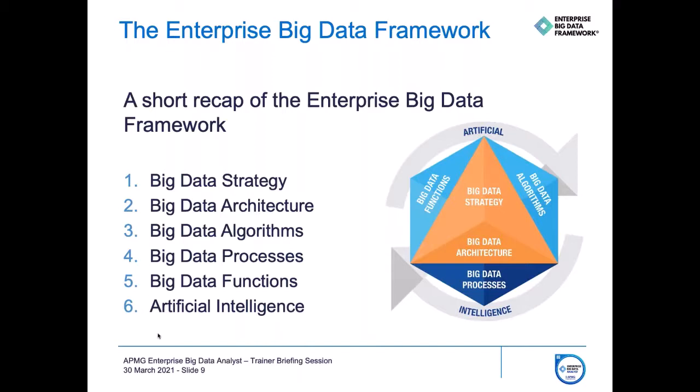Then you need to consider functions, which are the different people skills and the setup in which you're going to organize your data in the organization. And then the last component was artificial intelligence. So this is again a very high level overview of the Enterprise Big Data Framework. And unfortunately, because of time constraints, I don't have a lot more time to go into these topics in detail. But again, we've made previous webinars that explain these topics in more detail. So go to the APMG YouTube channel and there will be an overload of information that you can find on this particular topic.